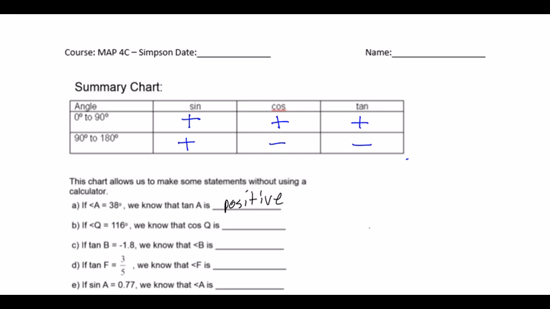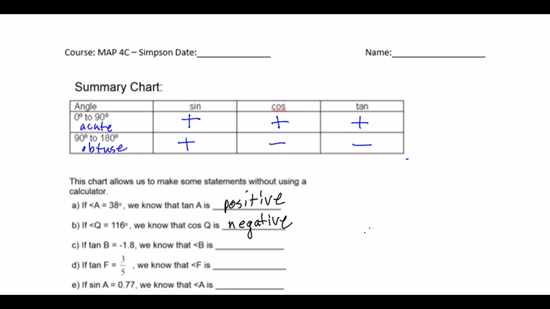Now for angle Q, we have 116 degrees. So that is an obtuse angle. So cos Q is negative. Please remember to label these as acute and obtuse.